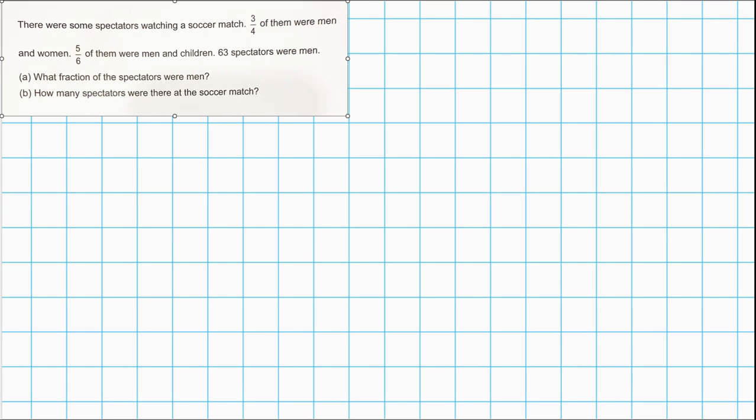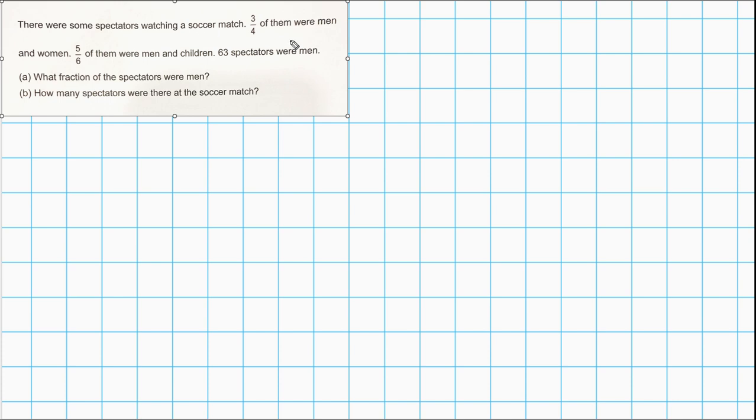Right, let's have a go at this question. There were some spectators watching a soccer match. 3/4 of them were men and women. Okay, so this is 3/4 of the spectators were men and women. 5/6 of the spectators were men and children. And we're told that 63 spectators were men. And we're asked what fraction of the spectators were men? How many spectators were there at the soccer match?